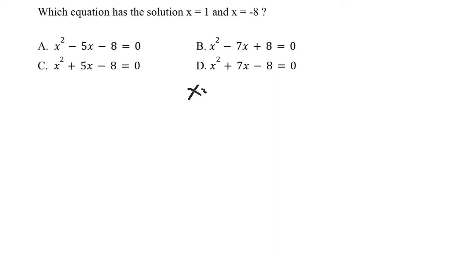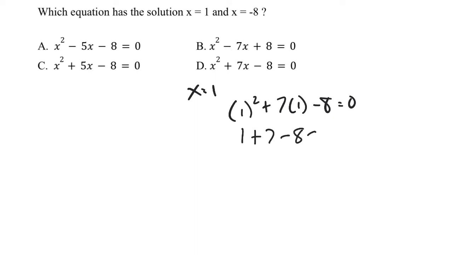So if I say x equals 1, and I plug it into D, I'll say, well, 1 squared plus 7 times 1 minus 8 equals 0. See if it works. 1 squared is 1. 7 times 1 is 7 minus 8. Yeah, 1 plus 7 minus 8 is 0. 0 equals 0, so we're good to go.